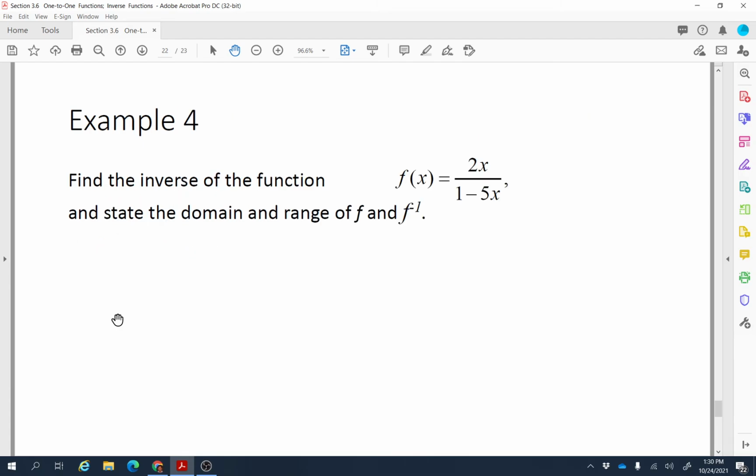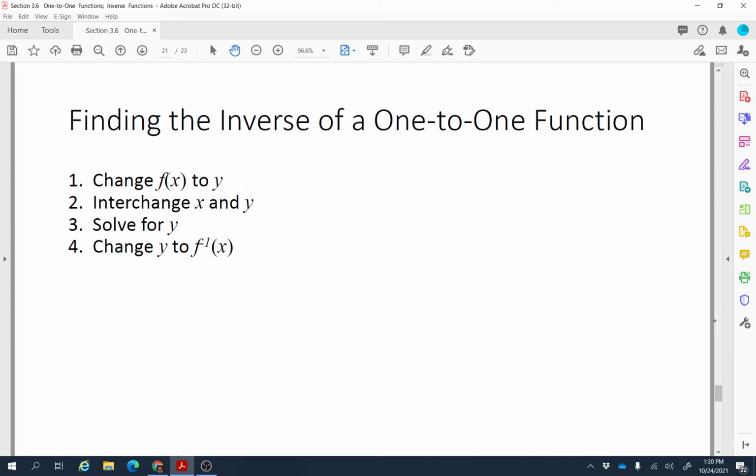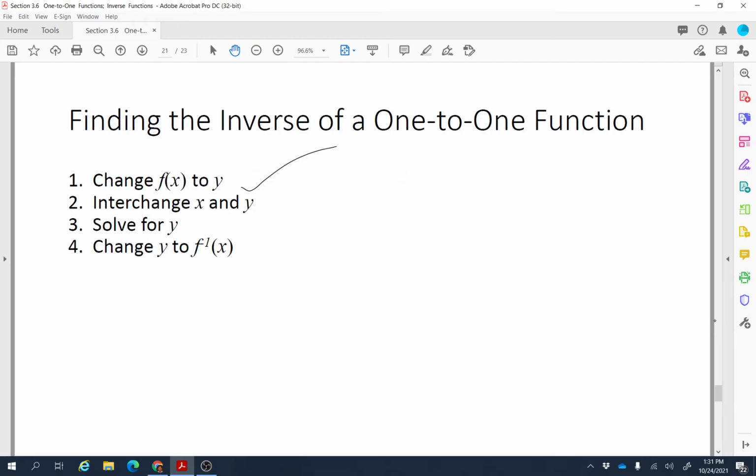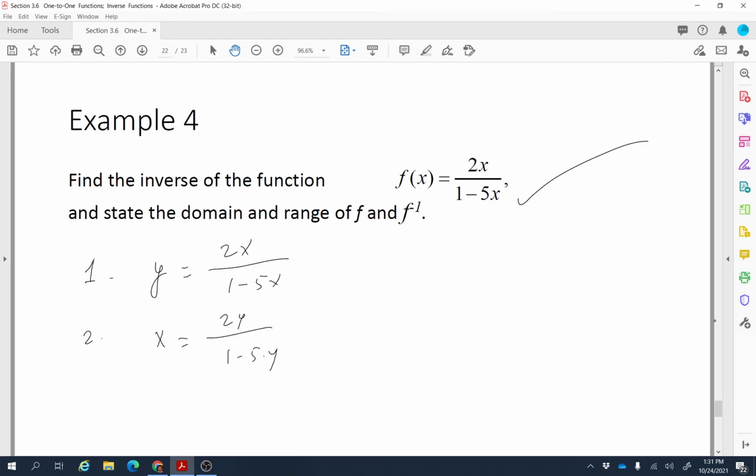One example, let's say this is the function. We know that this is a one-to-one function, so we would like to find the inverse of this function. First of all, write down this function as y equals 2x over 1 minus 5x. That's the first step, change f of x to y. The second step is to interchange x and y, meaning wherever you see x, replace that by y, and wherever you see y, replace that by x.